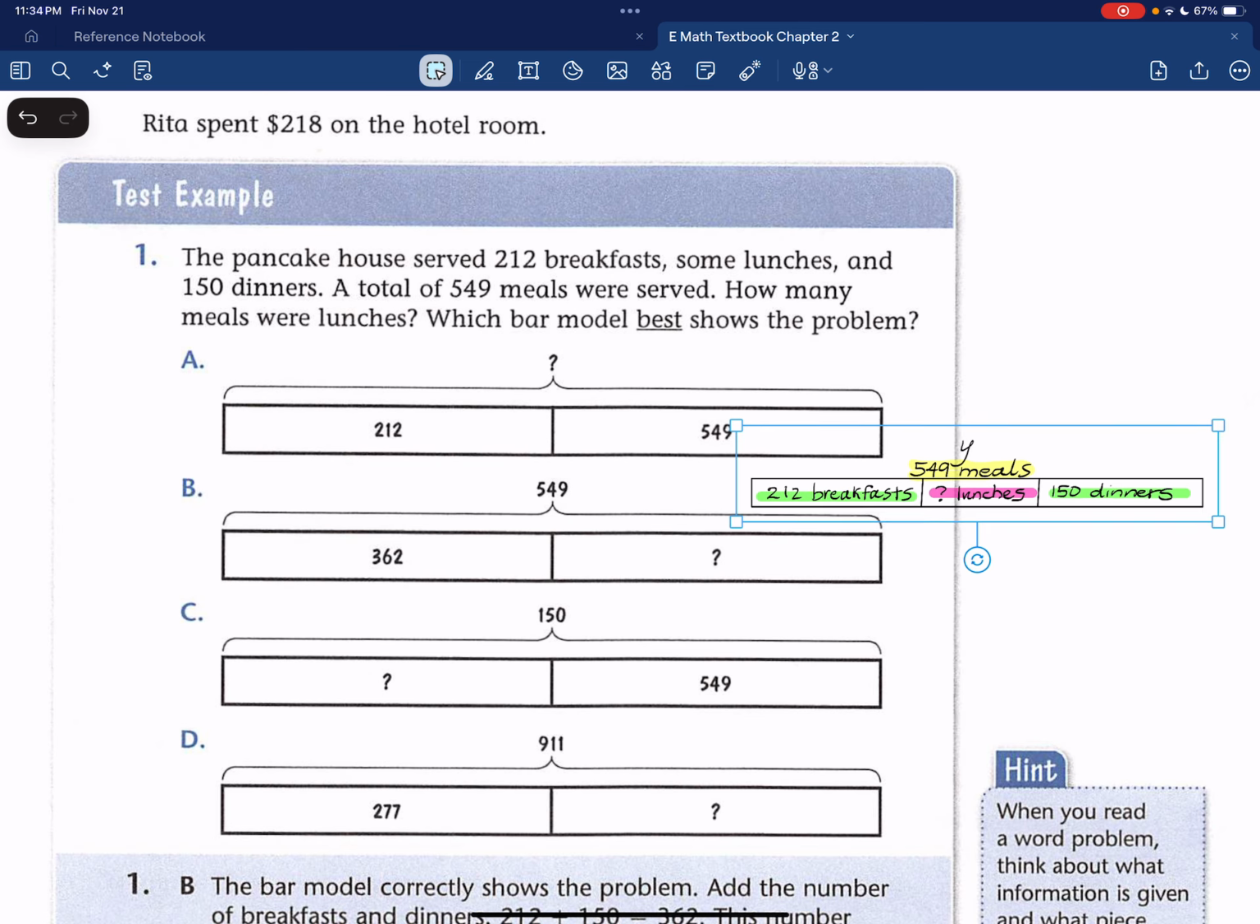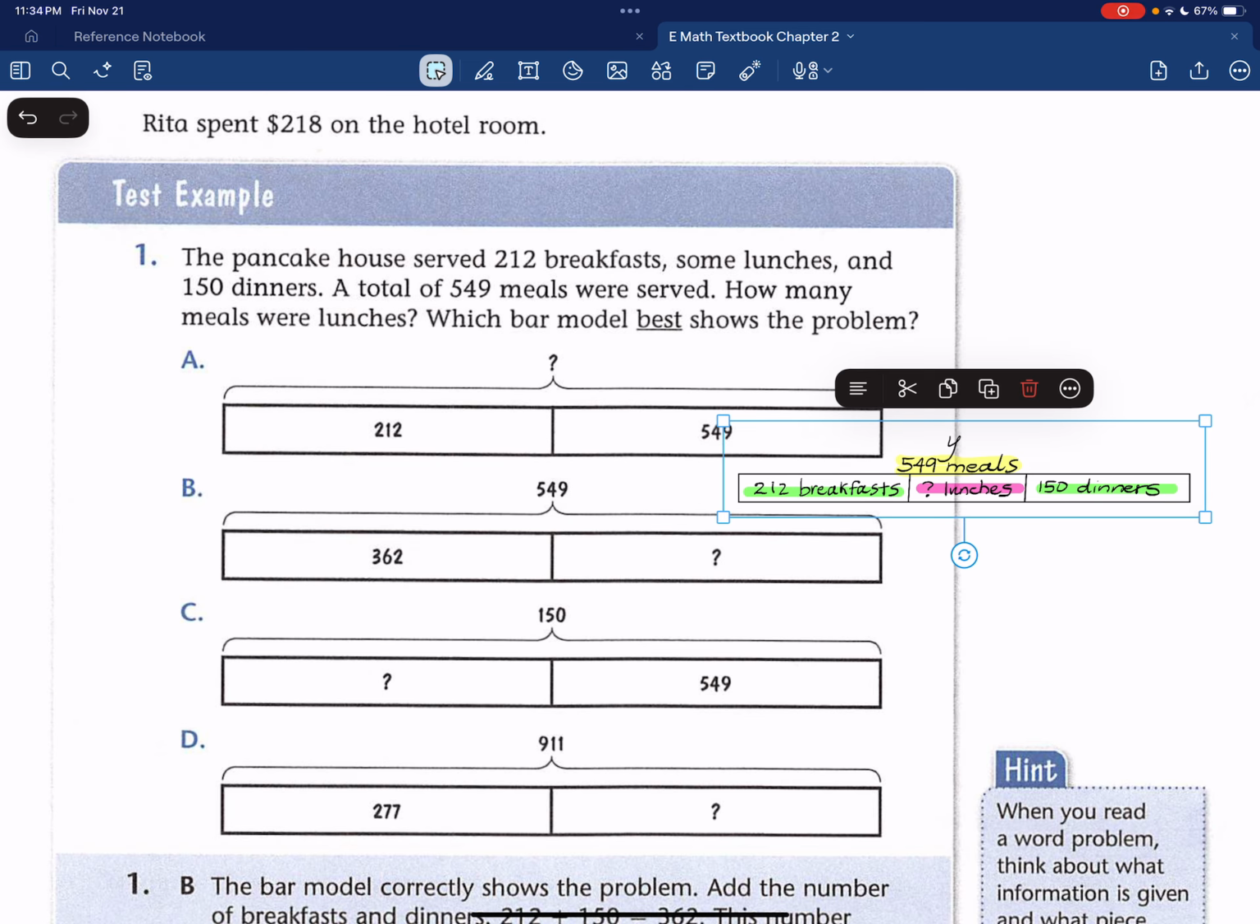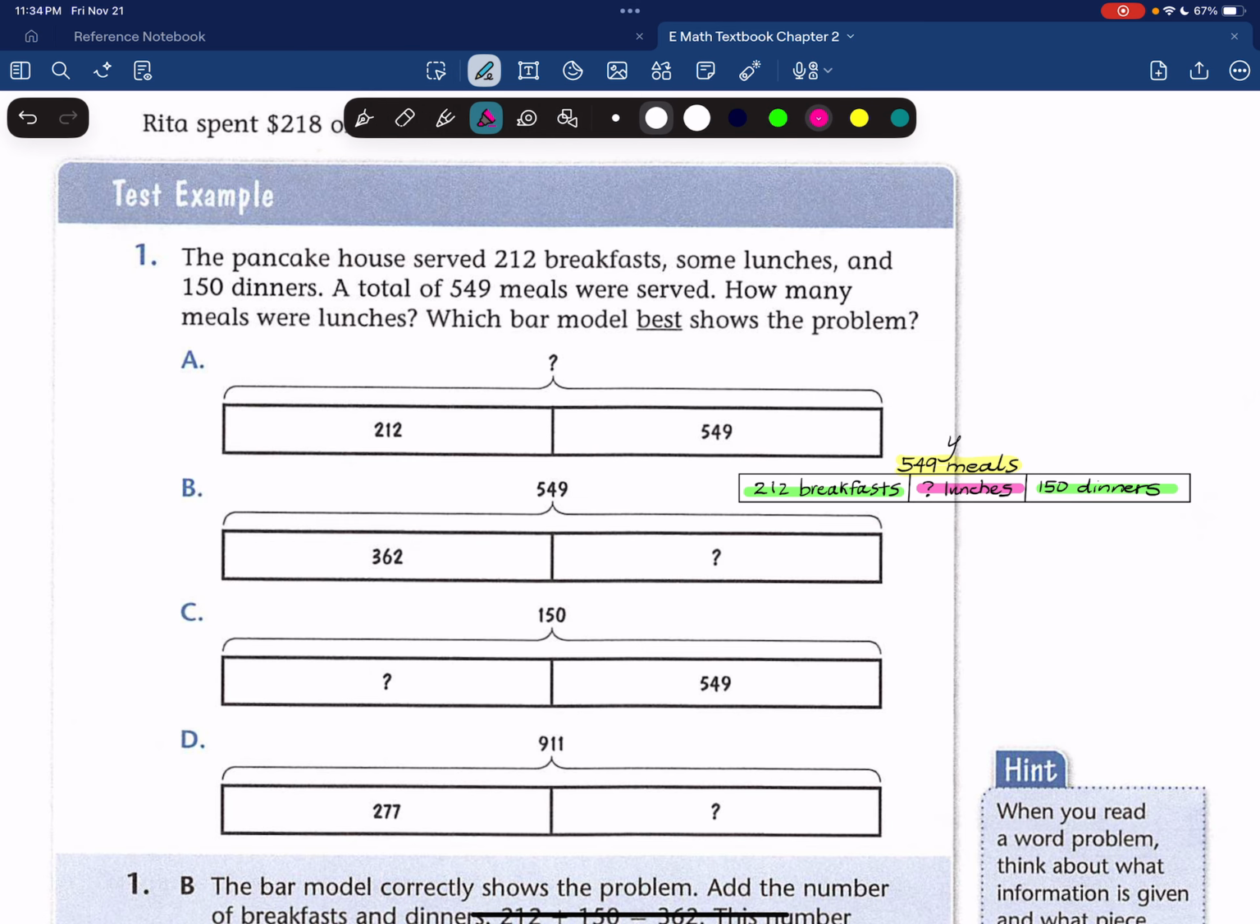They have gone ahead and combined their breakfasts and dinners like we did to get the 362. It's the total you want to look at. That 549 is correct. And then the 362 was the combination of breakfast and dinner. So the answer here is B as in boy.